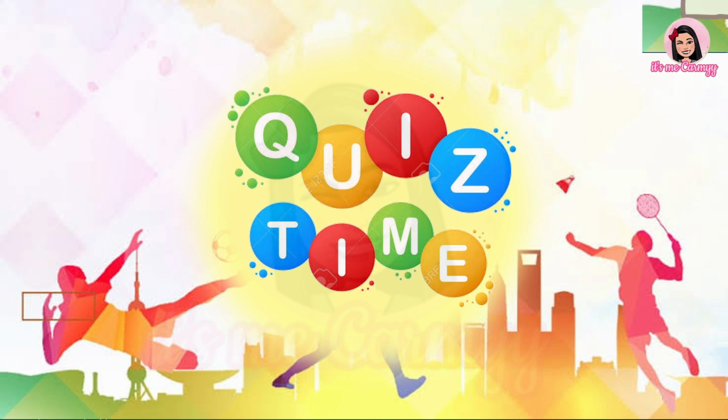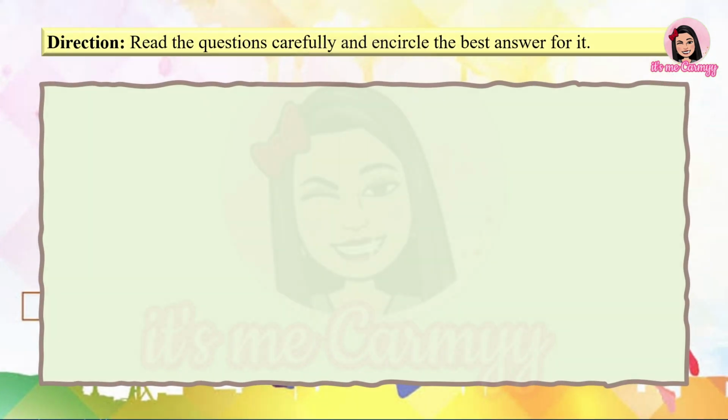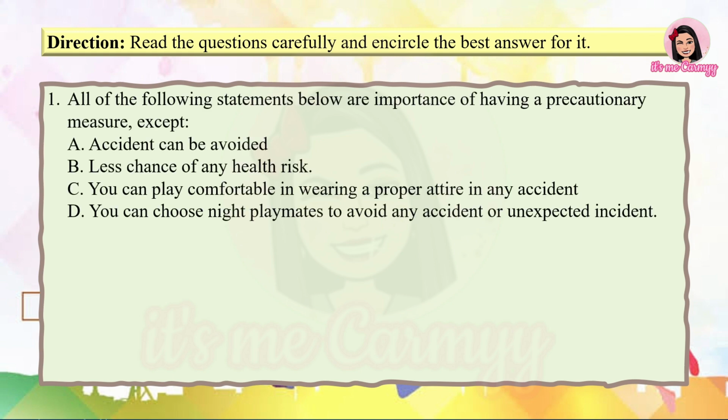Quiz time. Direction: Read the questions carefully and encircle the best answer for it. Number 1. All of the following statements below are importance of having precautionary measures, except A. Accidents can be avoided. B. Less chance of any health risk. C. You can play comfortably in wearing a proper attire in any accident. Or letter D. You can choose night playmates to avoid any accident or unexpected incident.